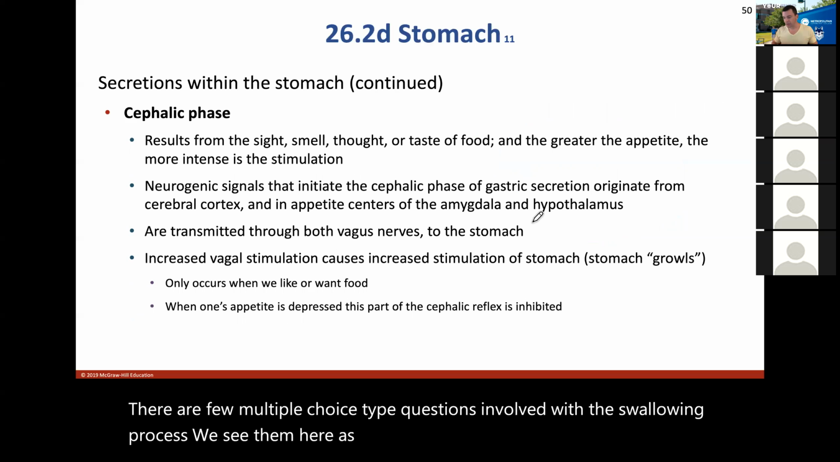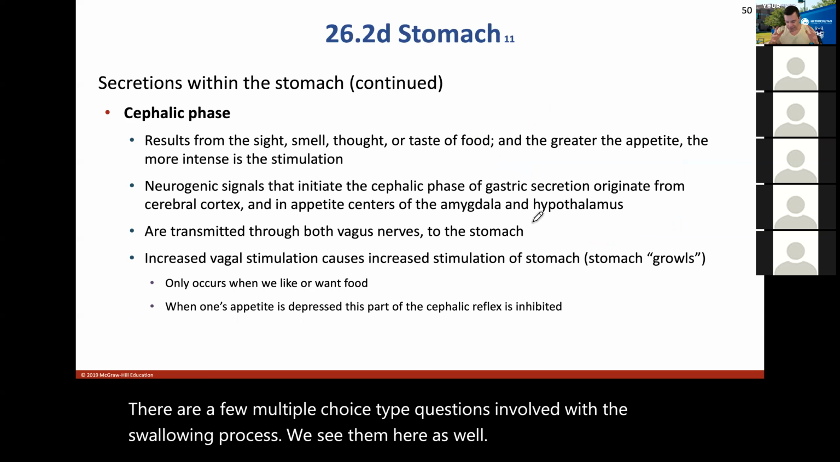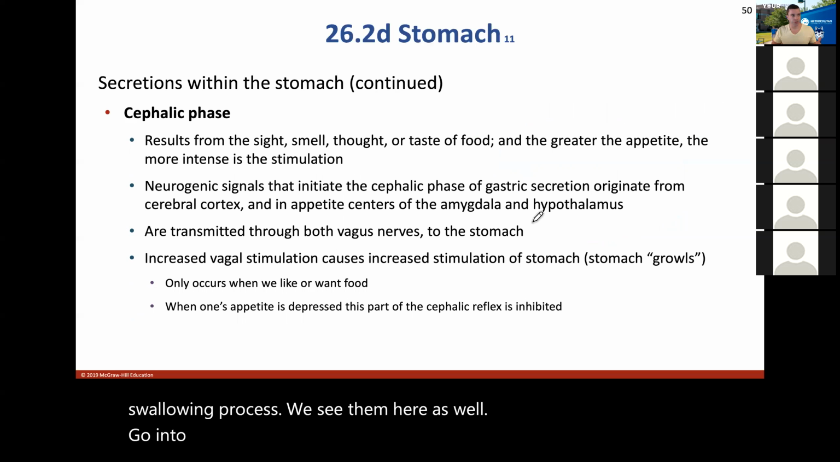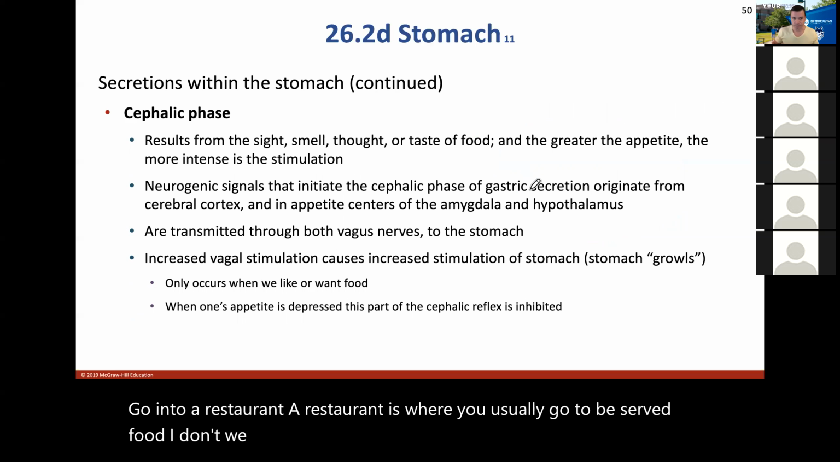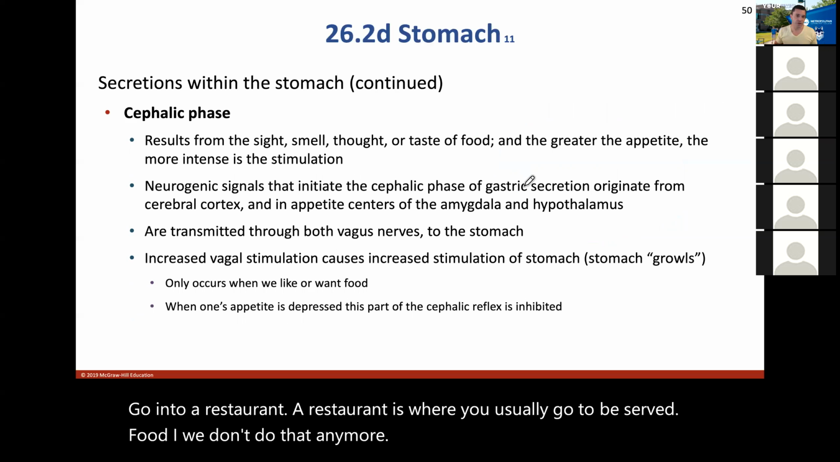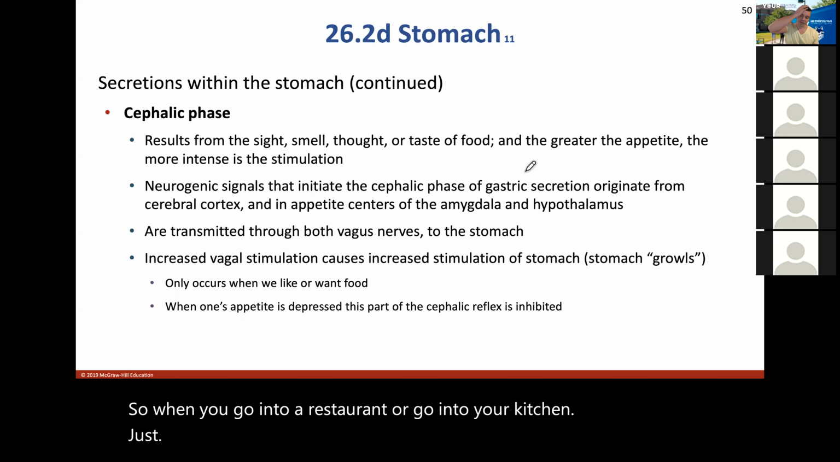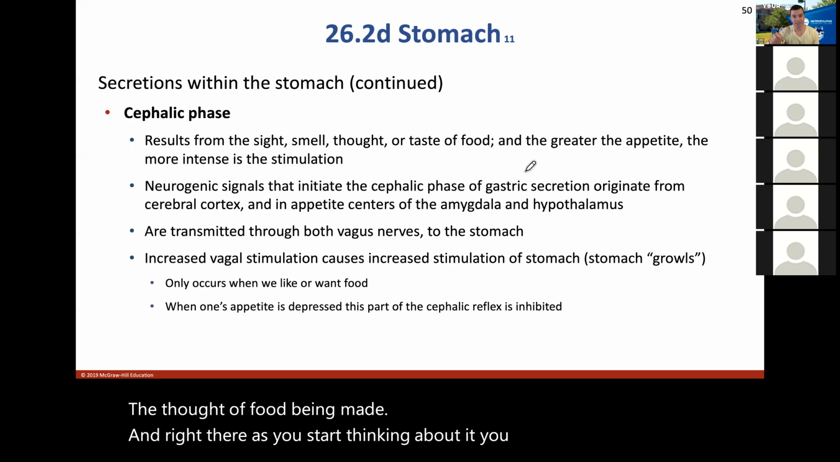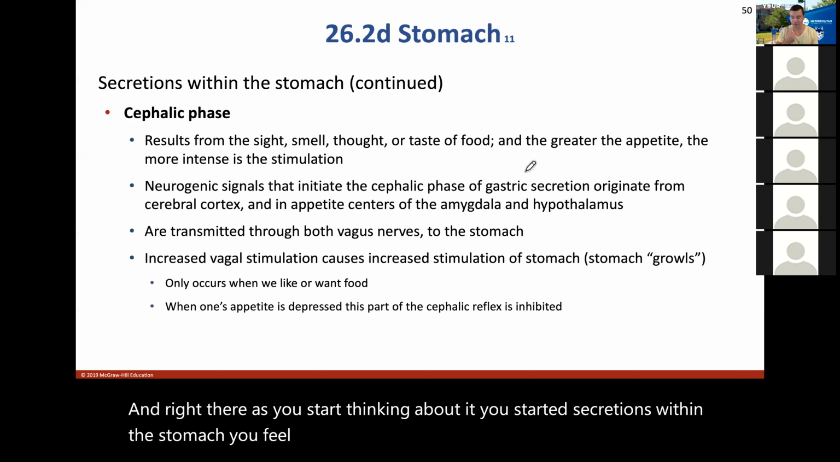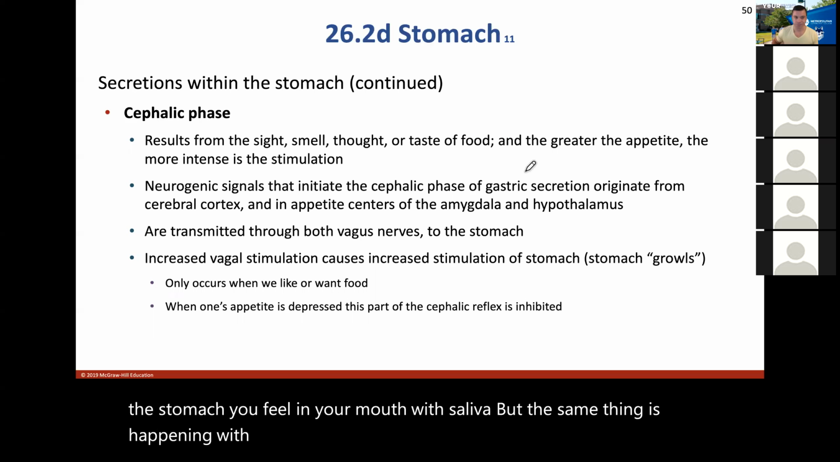When you go into a restaurant is where you usually go to be served food. We don't do that anymore. So when you go into a restaurant or go into your kitchen, just the thought of food being made, right there, as you start thinking about it, you start secretions within that stomach. You feel them in your mouth with saliva, but the same thing is happening with the stomach as well.